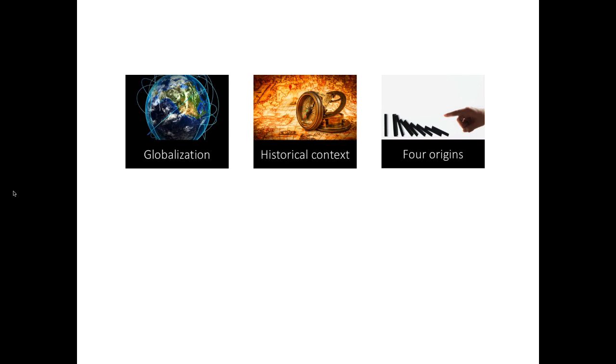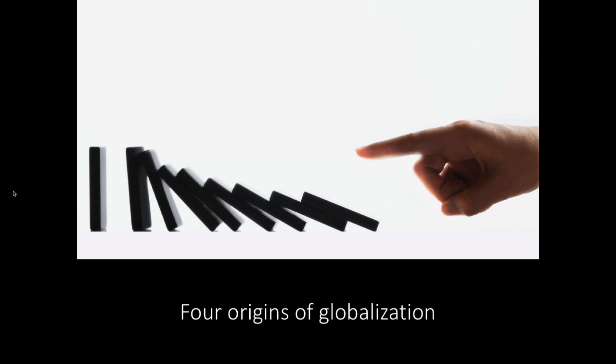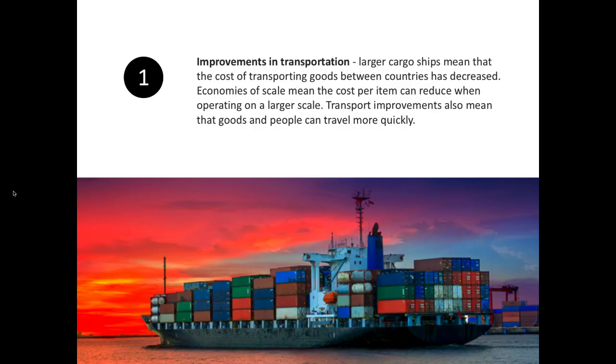Okay, so why is that happening? Why is globalization happening to that degree? Some of the examples were already brought up. So let me now talk about four origins of globalization. The first one is pretty straightforward. It's actually improvement in transportation. Larger cargo ships. And there's a huge development about that.